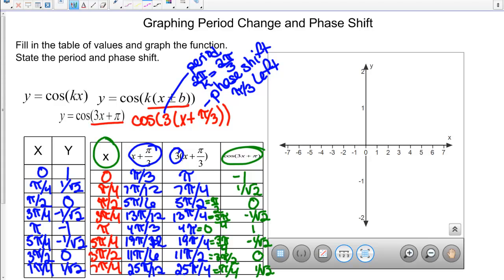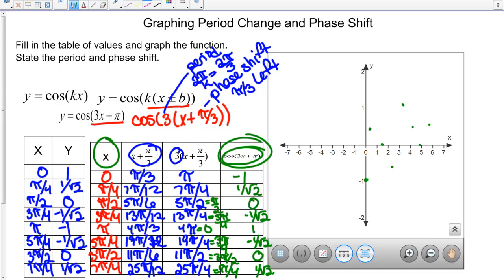So now we plot the first column and the fourth column. So 0, -1, pi over 4, 1 over square root of 2, pi over 2, 0, 3 pi over 4, -1 over square root of 2, pi and 1. We get 5 pi over 4, -1 over square root of 2. We get 3 pi over 2 and 0. And we get 7 pi over 4 and 1 over square root of 2.